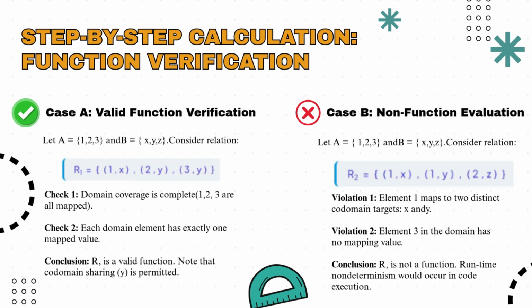Step 2. We check uniqueness. Element 1 is mapped to both x and y. This directly violates the uniqueness criterion because (1,x) belongs to R2 and (1,y) belongs to R2, but x is not equal to y. Consequently, R2 fails verification and is not a function. In a real software system, executing R2 will cause critical, unpredictable crash errors.